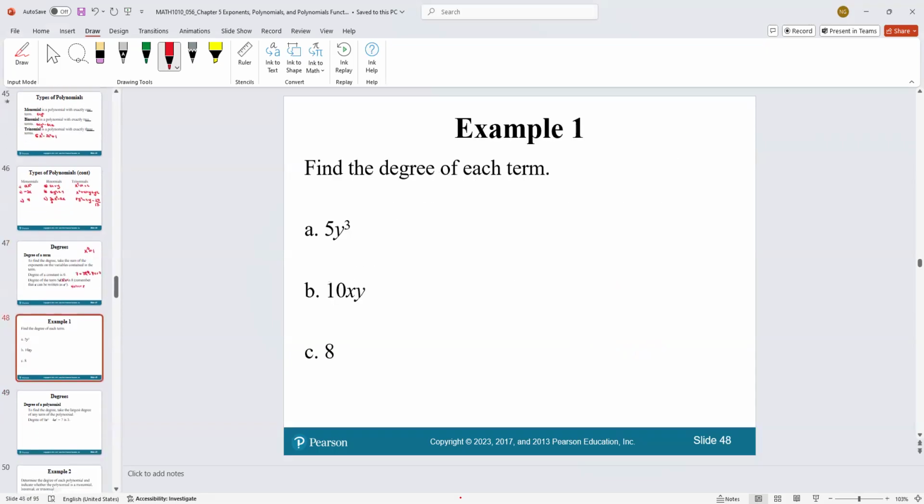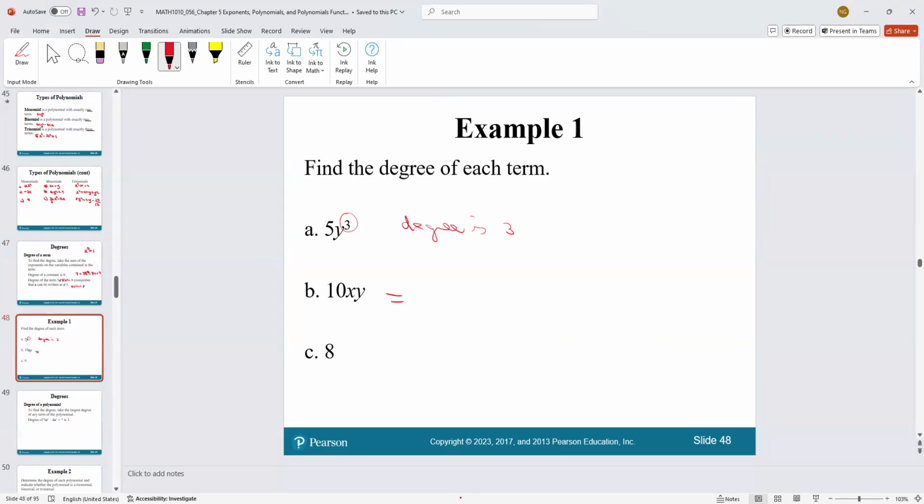Now, if we go with a few examples, what they ask you to do here is to find the degree of each term. First of all, focus on the variable, not the constant term, not the coefficient. So the degree here is only 2. The exponent on y is 3, so the degree is 3.